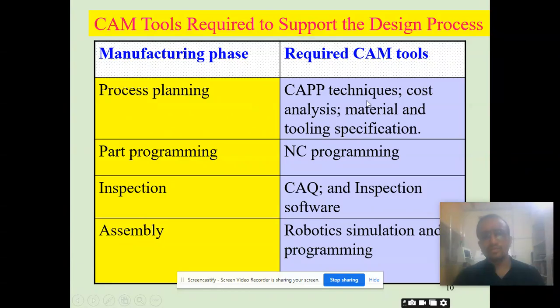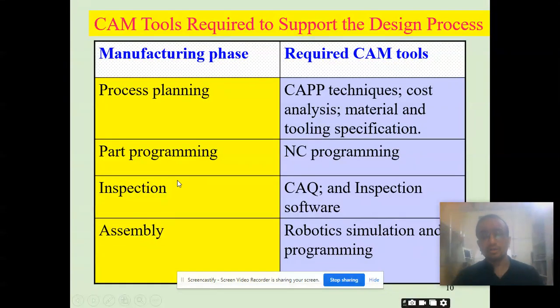Now, typically, the CAM tools required to support the design processes. In the process planning, we require CAPP techniques. What is CAPP? CAPP is nothing but computer aided process planning, to understand the requirements of cost analysis, material, and tooling specification. For part programming, we require NC programming. For inspection, we require CAQ, computer aided quality control, and inspection software. For assembly, we require robot simulation and programming.